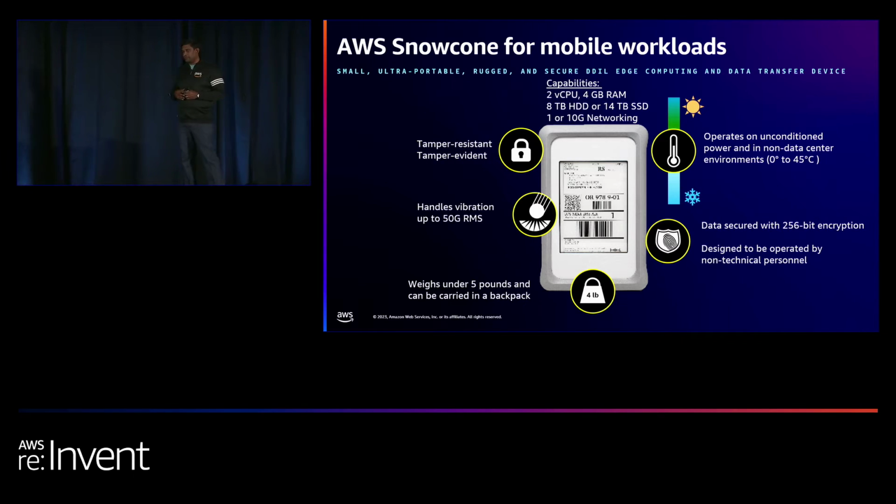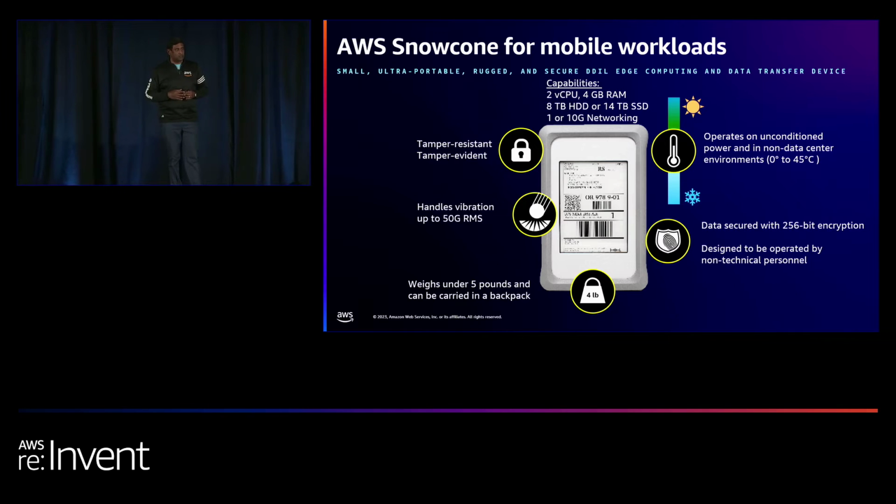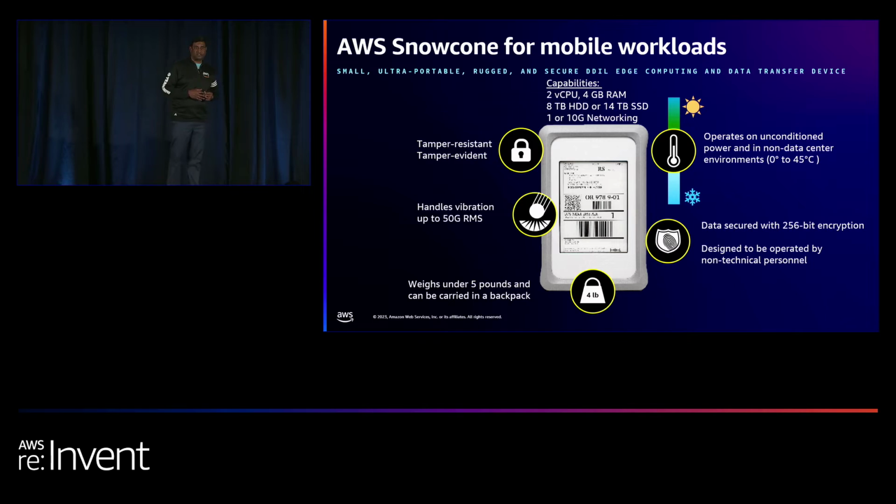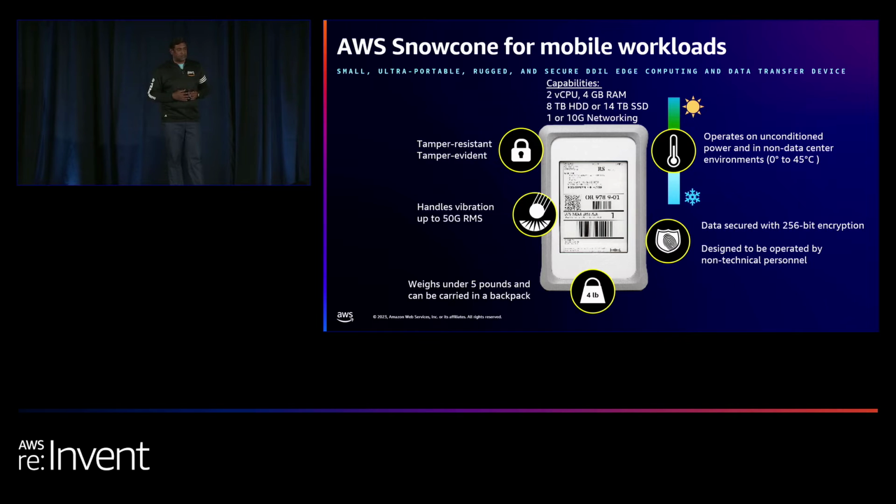So it's just got 2 vCPUs of compute, so you're not doing a large amount of compute, but you can use it as an IoT hub, or in the case of autonomous vehicles, you can do a little bit of filtering and annotation of the data that's captured from the sensors and move the data to AWS quickly.